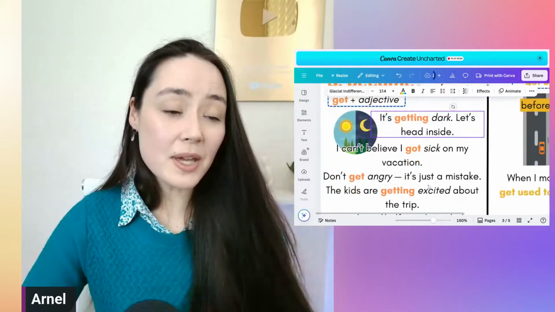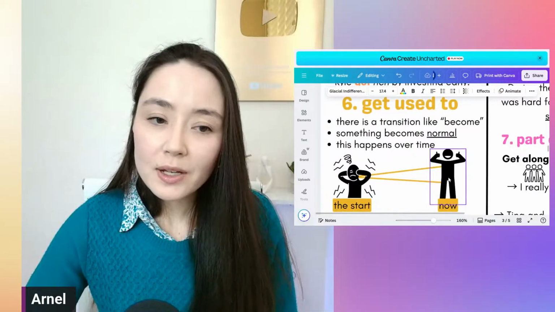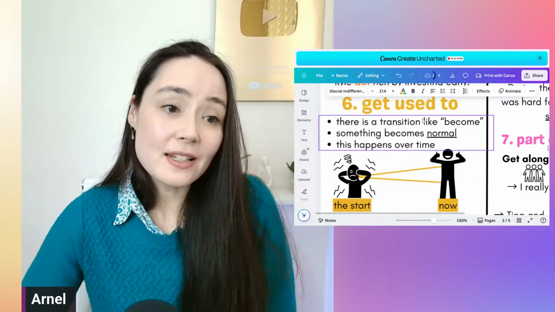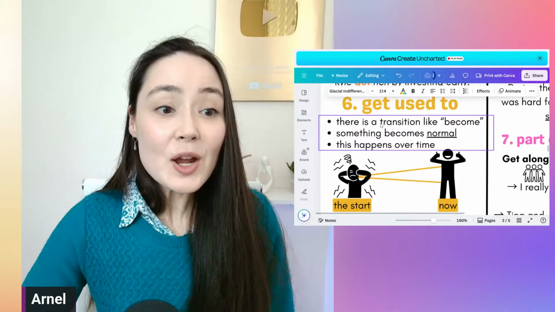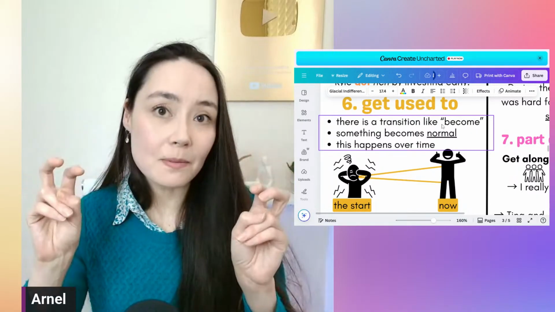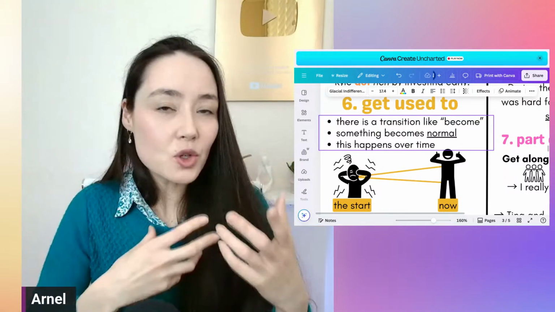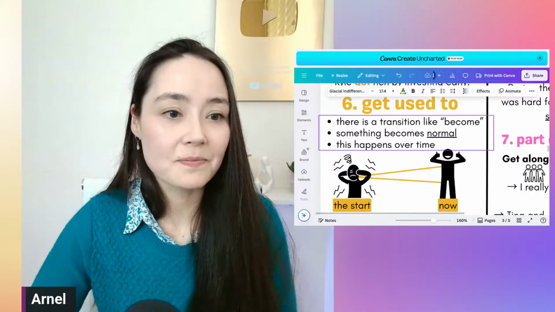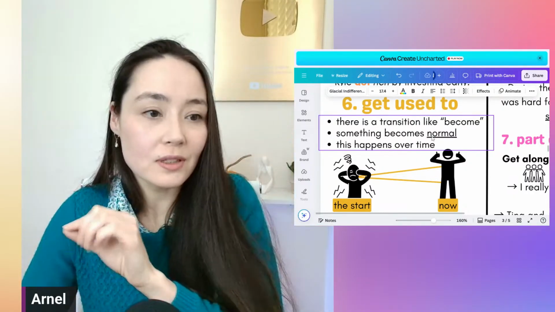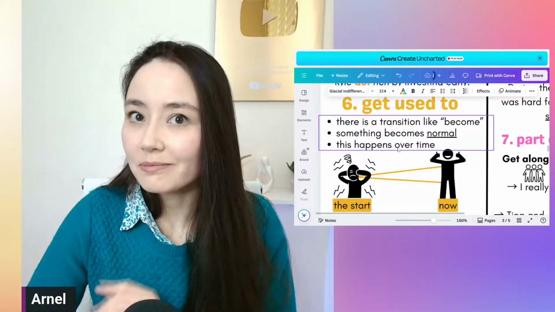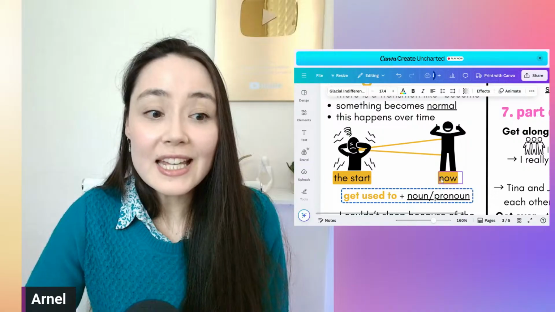Five, become. Let's keep going. The next one is a tough one. Number 6, get used to. Get used to. There's a transition like become. Remember, it's getting dark. It's getting late. There's some sort of transition or transformation. What's the transformation? Something becomes normal. This happens over time. At the start, eventually, it's okay.